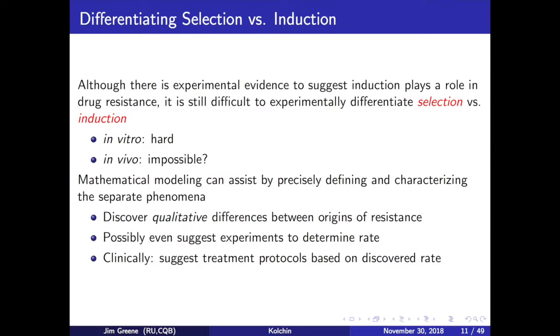So really what we're going to do is discover how this origin of resistance affects both quantitative and qualitative dynamics. Maybe even suggest experiments to determine this rate. I claim this rate will be important in terms of therapy outcome. And then, of course, what I really want to talk about is the idea of treatment protocols based on this rate. In other words, what are the right control structures to design now that we know this is happening, presumably in vitro?